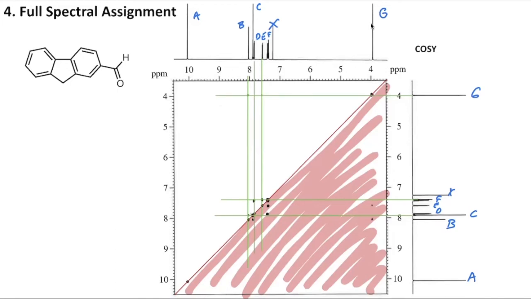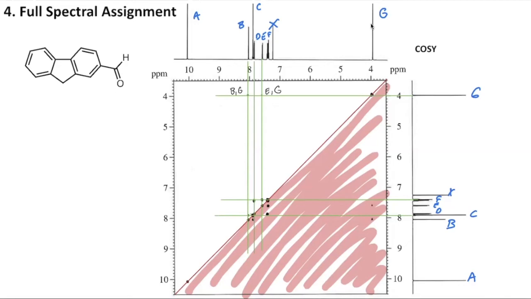It looks like, and I'm going to adjust these lines a little bit here so we can see them coming all the way up to the 1D spectra. It looks to me like this peak here corresponds to B on the top and G across the side. So I'm going to write that this is a B to G cross peak. Similarly, this peak here is also in line with G, but it lines up with E on the top. So this is an E to G. Let me draw a better G there. E to G cross peak.